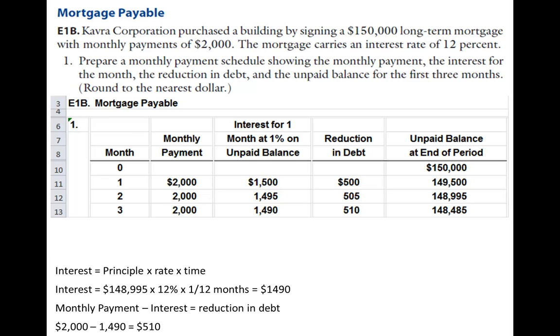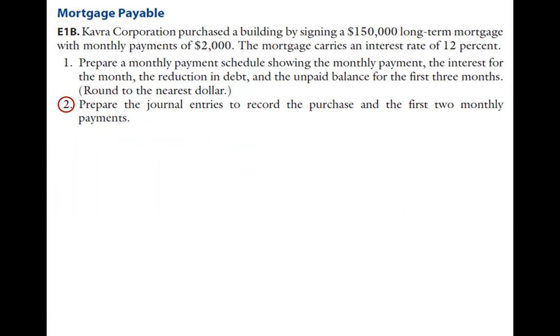So that's the table, that's the calculation in determining how much of our $2,000 payment is going to interest and how much is actually going to a reduction of our principal amount, which is our debt, the amount we originally borrowed. So after 3 months of paying $6,000, we still owe $148,485. Let's look at the journal entries that accompany each of these.